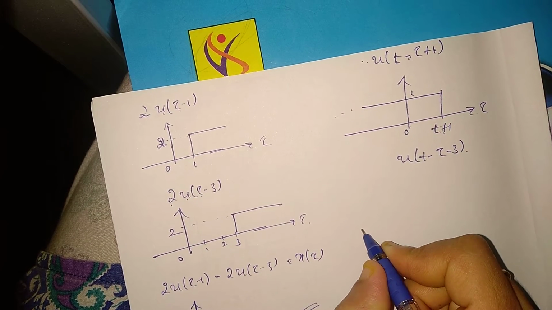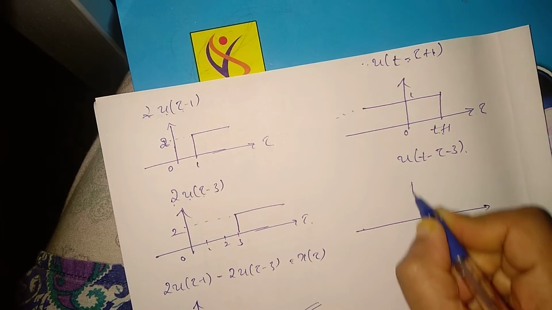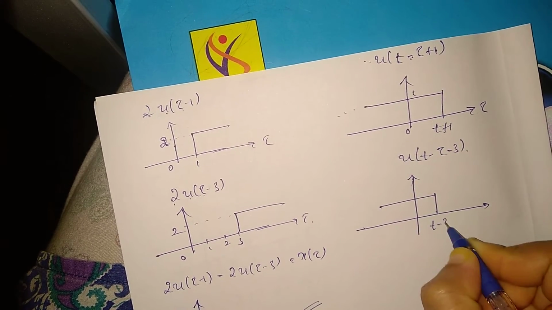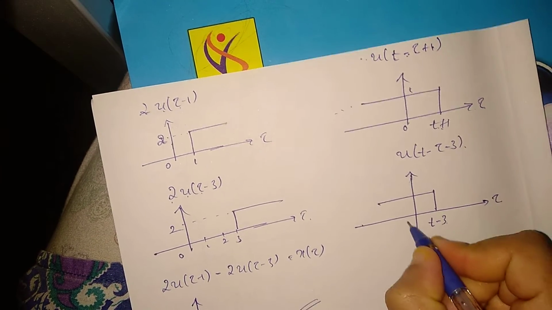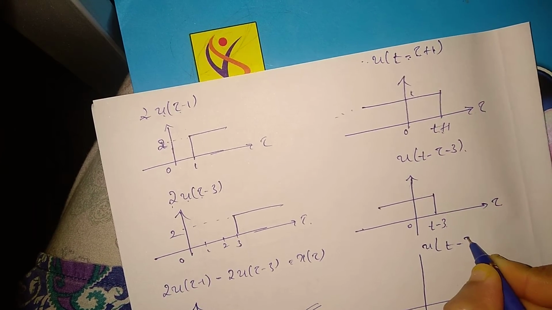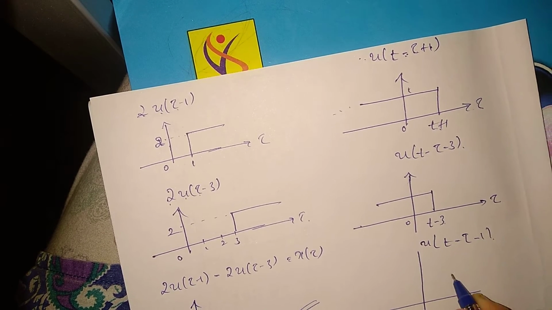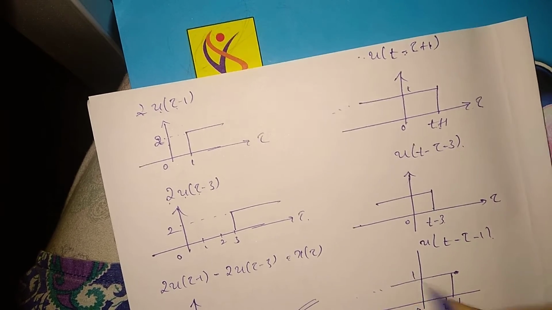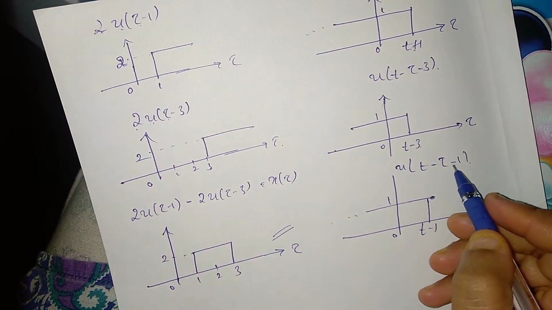Next, u of t minus tau minus 3. For this you can write t minus 3. This is your tau. Next, u of t minus tau minus 1. Minus 1 means t minus 1, going to minus infinity with an amplitude 1. This is your u of t minus tau minus 1.